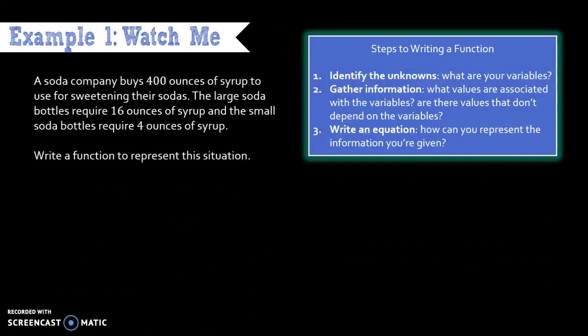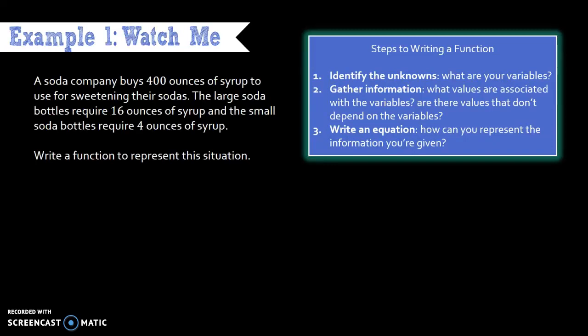Let's do an example. A soda company buys 400 ounces of syrup to use for sweetening their sodas. The large soda bottles require 16 ounces of syrup, and the small soda bottles require 4 ounces of syrup. Write a function to represent this situation.